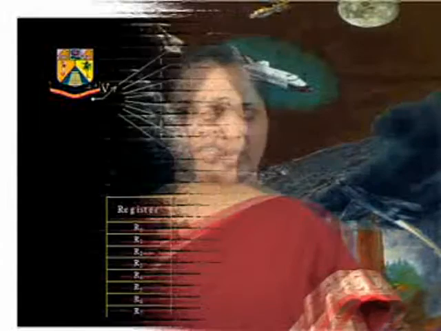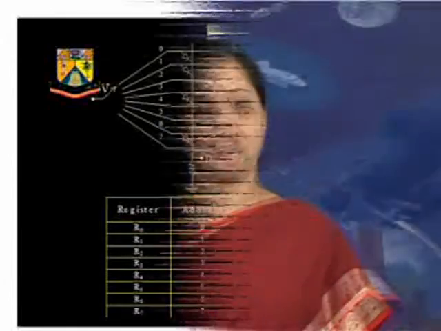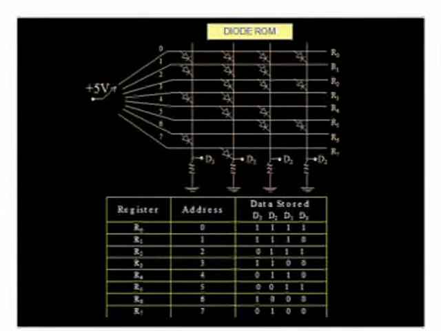For example, when the switch is moved to the line 0, the corresponding diode will conduct. The output will be 1, 1, 1, 1. When the switch is moved to the position 3, the corresponding diode will conduct. The output will be 1, 1, 0, 0. Similarly, we can tell for all the lines. If the diode is present, the corresponding output will be 1. If the diode is not present, the corresponding output is 0.